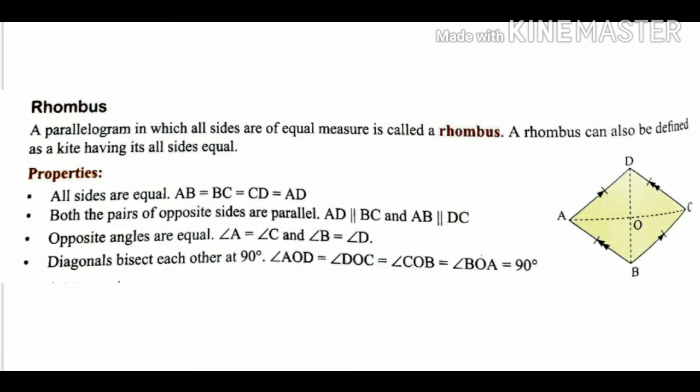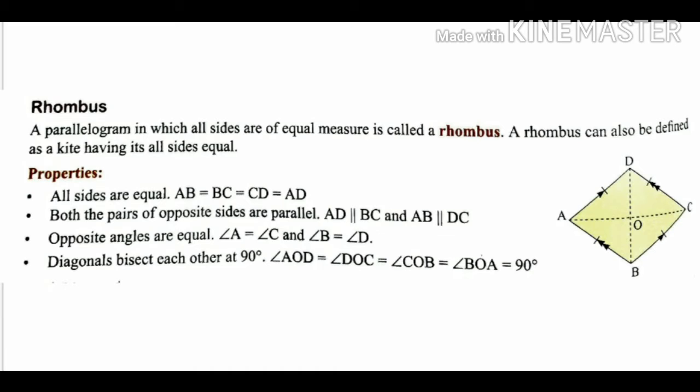All sides are equal. AB is equal to BC is equal to CD is equal to AD. Both the pairs of opposite sides are parallel. That means AD is parallel to BC and AB is parallel to DC. Opposite angles are also equal. That is, angle A is equal to angle C and angle B is equal to angle D.